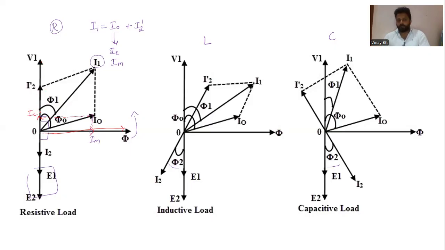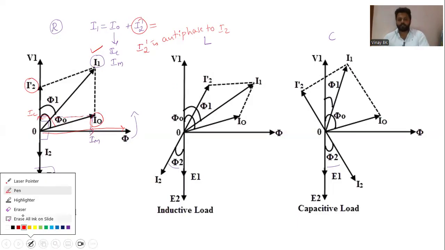So the angle between V1 and I0 is phi naught, and E1, E2 are in phase, which lags phi at an angle of 90 degrees. I2 is in phase with E2, as the load is a resistive load. To get the value of I2 dash, the additional current is always antiphase to the secondary current. I2 dash is antiphase to I2, that is the secondary current. Then if you add this I2 dash and I0, you'll get the value of I1. A simple phasor diagram.